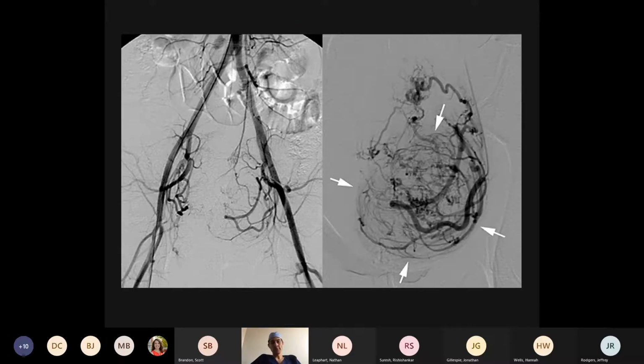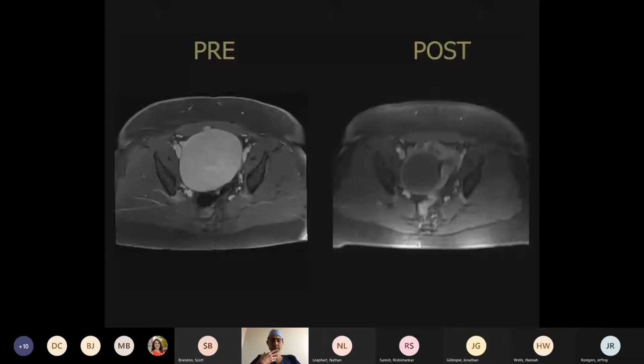So this is a picture of the pelvic vessels. We see the uterine artery feeding those fibroids, which are very hypervascular lesions. Once we get access to those vessels, we can start to infuse a bunch of tiny little beads to block the blood supply and then kill those tumors by starvation. You can go to the next slide.